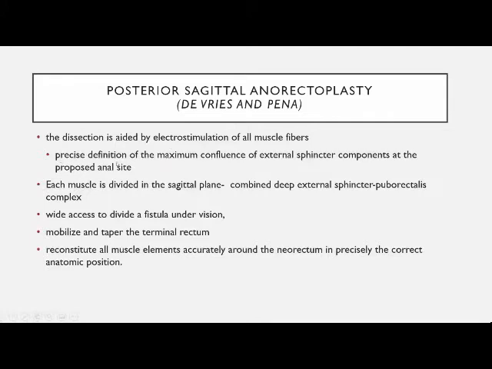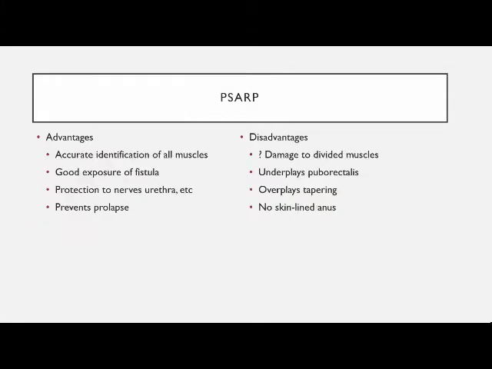So a precise definition of the maximum confluence of the external sphincter components can be done at the proposed anal site. Each muscle is divided in the sagittal plane in the exact midline. So the combined deep part of the external sphincter and puborectalis complex are divided. This provides wide access to divide a fistula under vision and mobilize and taper the terminal rectum. Then reconstitution of all the muscle elements is done accurately around the new rectum in precisely the correct anatomic position. The advantages of this procedure were accurate identification of all muscles, good exposure of the fistula, protection of nerves and urethra, and prevention of prolapse.